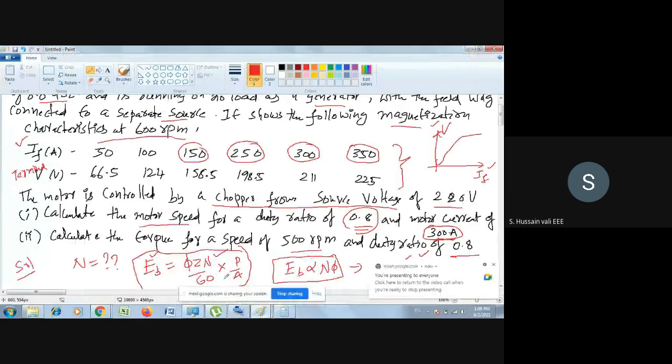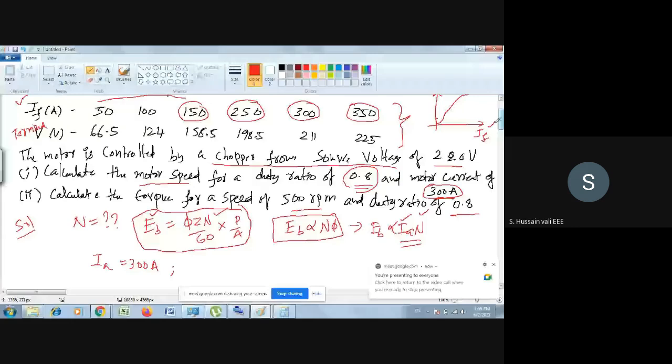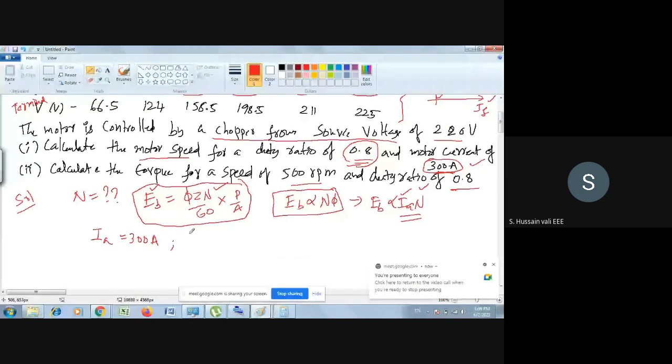So, please see here now. We are searching how to do this. The question is: calculate the motor speed for a duty ratio of 0.8 and motor current of 300 ampere. Now, what I am doing is searching for which equations have speed in them.